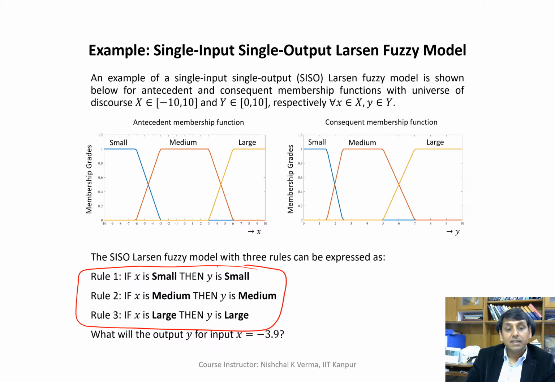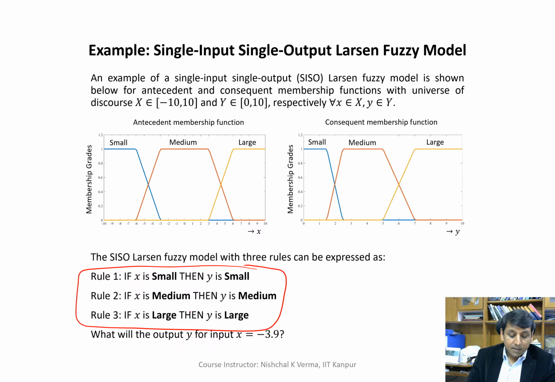So rule 1 says if x is small, then y is going to be small. It means if any input x falls in the small region, then the output has to fall in the small region only. Similarly, what rule 2 is saying is if x is medium, then y is also going to be medium. What does this mean exactly? If any input x is falling in the medium region, then y will also be falling in the medium region.